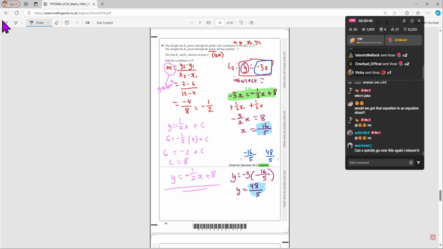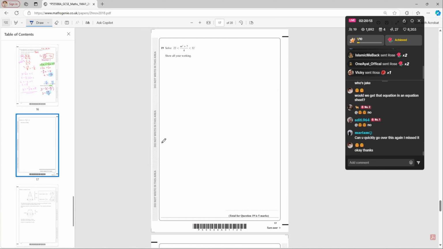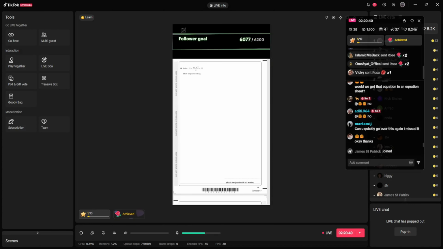So moving on to question number 19. So we have an inequality. We have to solve 22, which is less than m squared plus 7 over 4, which is less than 32. You must show all your working. As you can see, this is a very easy question to get. Very easy question to get. Because what you just need to do is you just need to get m on its own, basically. You have to get m on its own, and then that is how you would get your answer, okay?